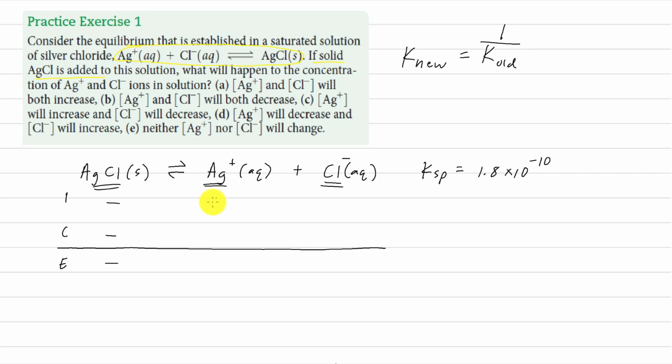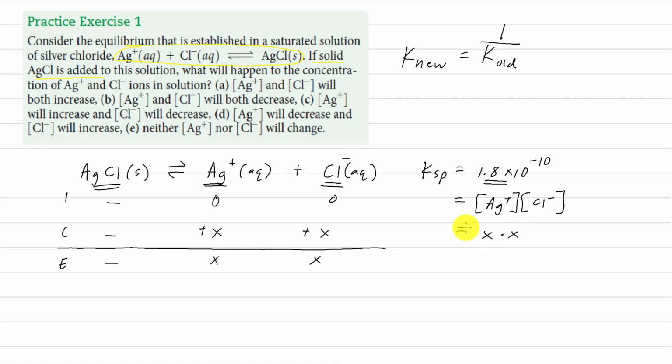These would be zeros initially. This goes up by x, this goes up by x. And at equilibrium, these amounts would be x and x. So you could easily solve for this. KSP is the concentration of products over reactants, and the two products are these two ions. We have the value here, and since they're both x, it's just x times x.